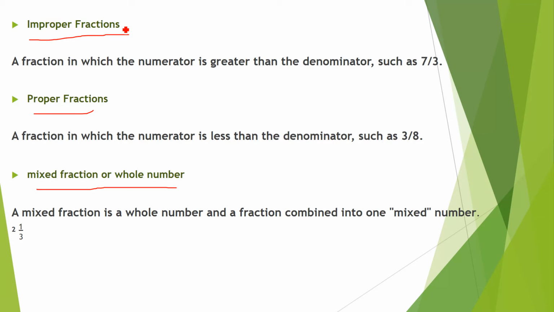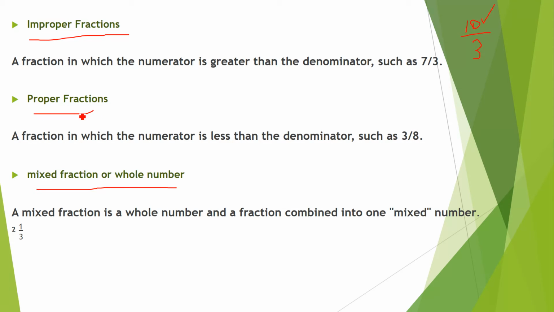Improper fractions: a fraction in which the numerator is greater than the denominator, such as 7 over 3, or you can take the example of 10 over 3, or 17 over 5, 19 over 3, whatever. If the numerator is greater than the denominator, then it is called an improper fraction.